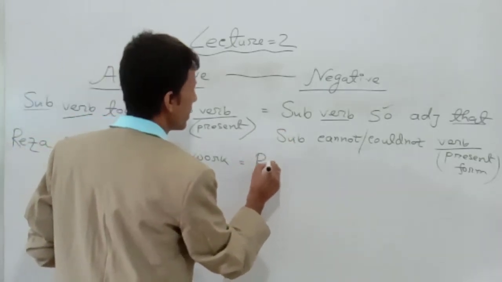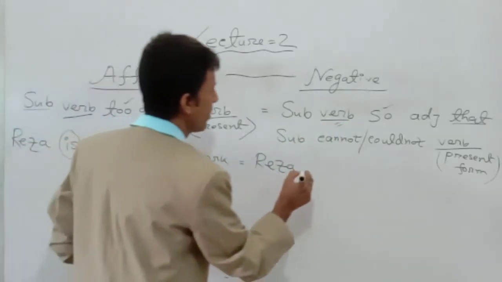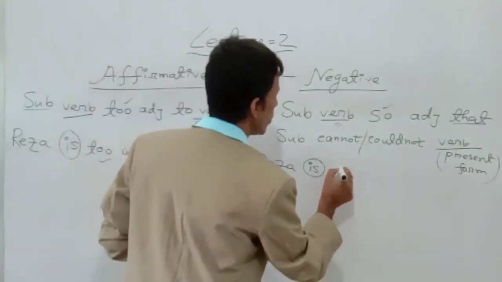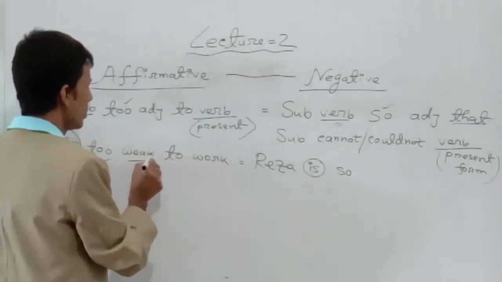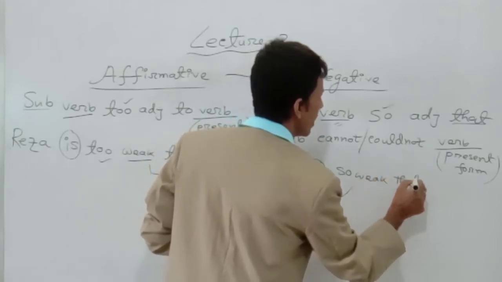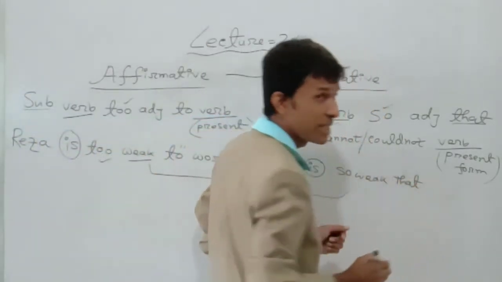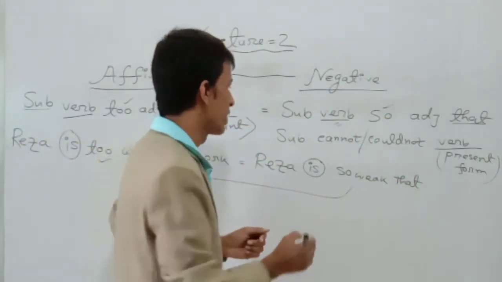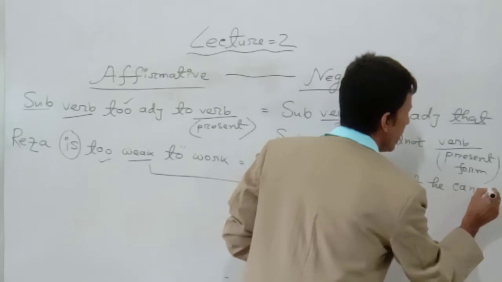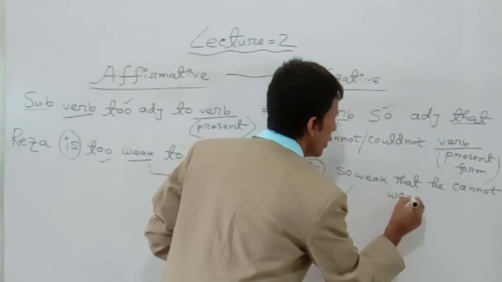Reza, subjective case, then verb. Here I have used "is" as the auxiliary verb. "Too" will be changed into "so". Then the adjective will have to be written. "To" is changed into "that". After that you will have to write the subjective case, transferring it into a pronoun. Here Reza is transferred into he. Then according to the structure I have written cannot. And at last the main verb is written in the present form.